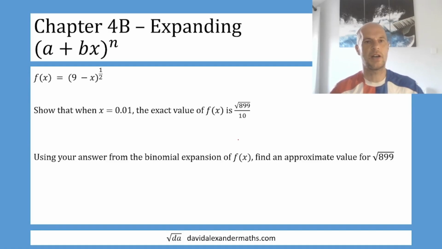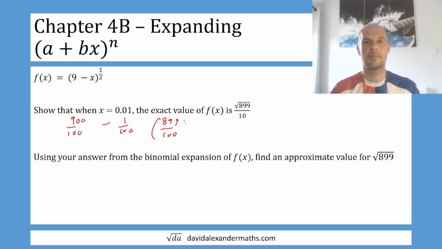Okay, so the next part of the question is nice and easy. Show that when x is 0.01, or 1/100th, the exact value of f of x is root 899 over 10. Okay, so 9 is 9 over 1, which is the same as 900 over 100. So if I'm taking away 1/100th, that is going to be 899 over 100. That is the value of 9 minus x.